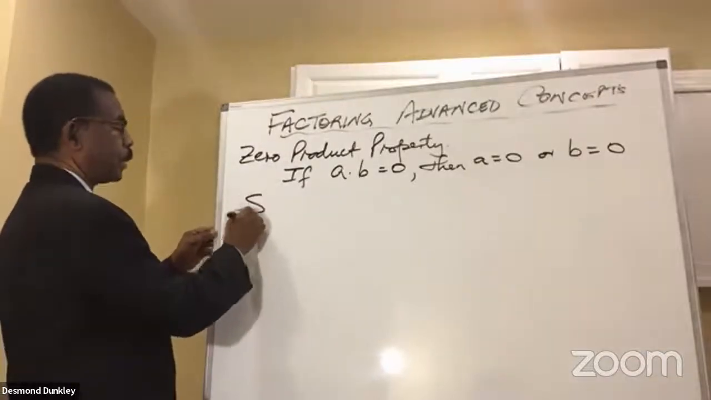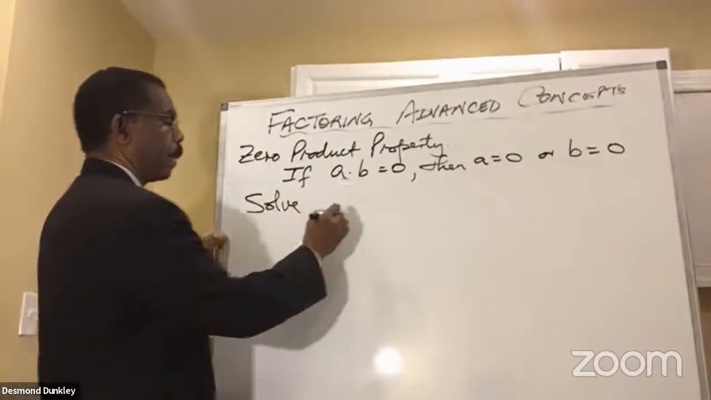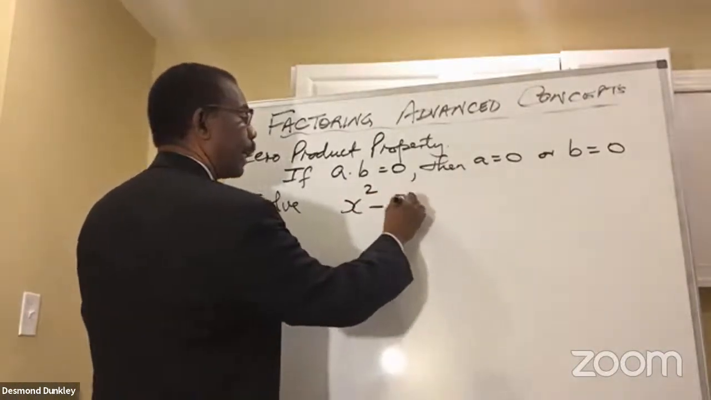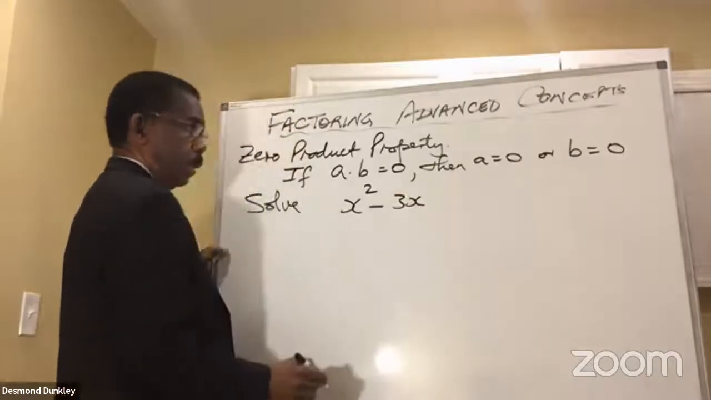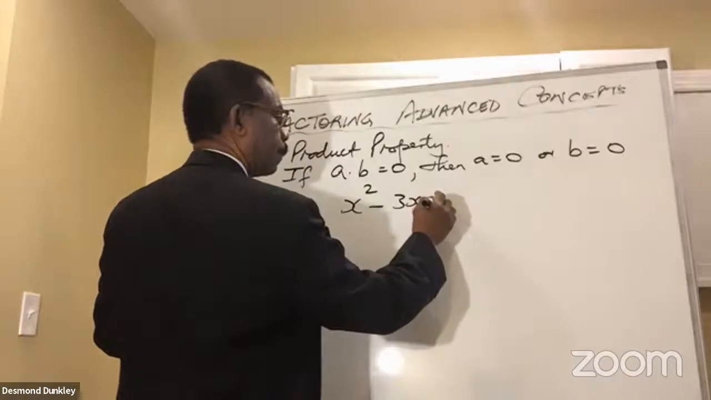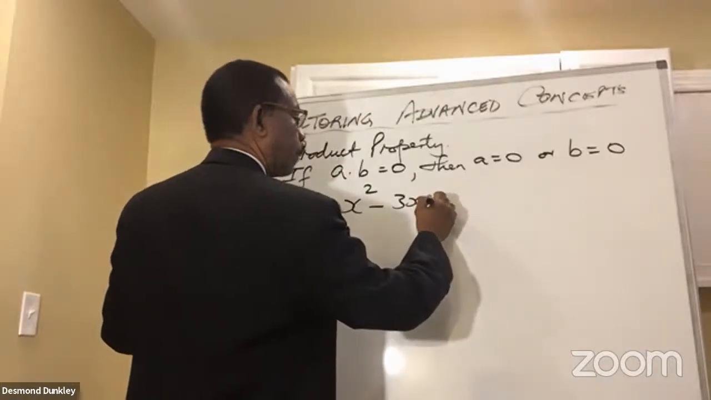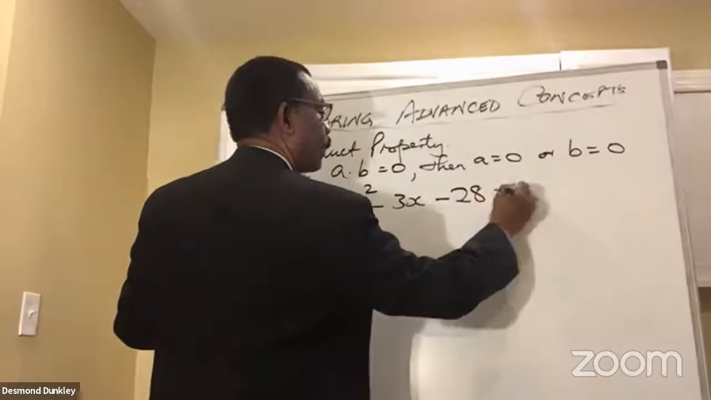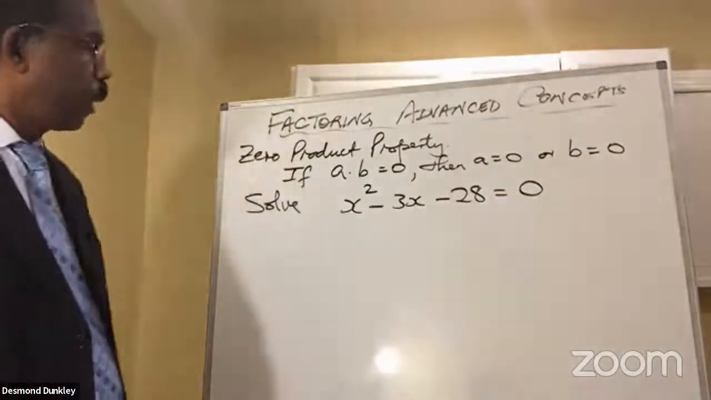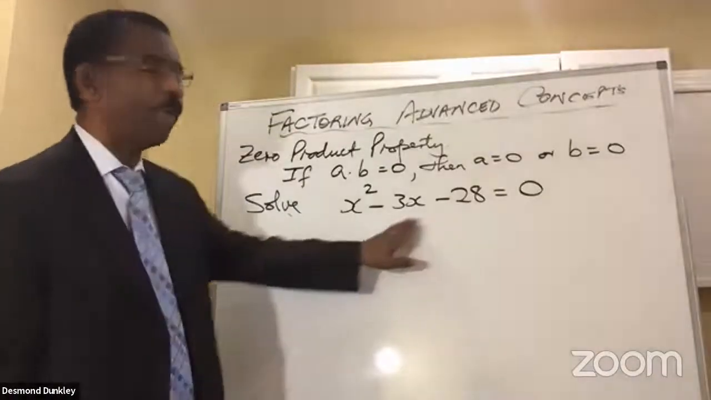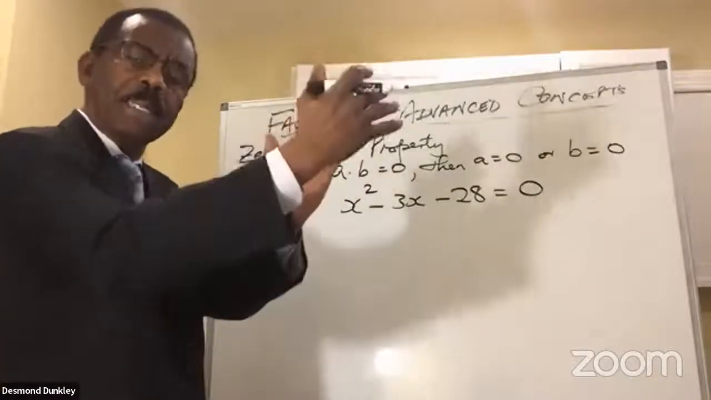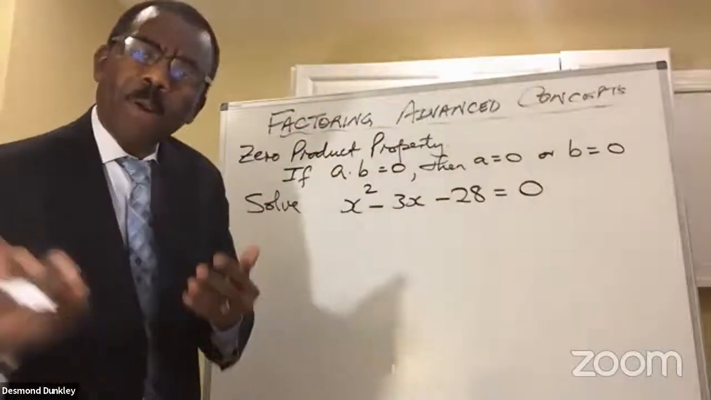So if I say to you, solve x squared minus 3x minus 28 equal to 0. If I ask you to solve that, you could say, oh, okay, I could factorize this, and now that I have it factorized with something times something, I might be able to use the zero product property.